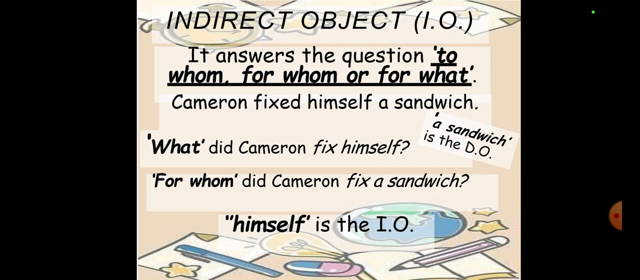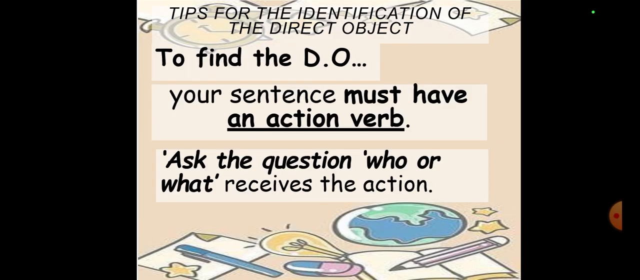Carmen fixed himself a sandwich. Here a sandwich is the direct object. What did Carmen fix? A sandwich. For whom did he do it? For Carmen. So himself is the indirect object. Indirectly he did something for himself, but directly he made a sandwich.